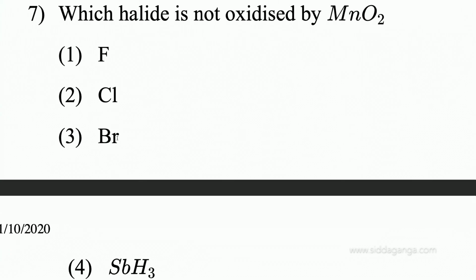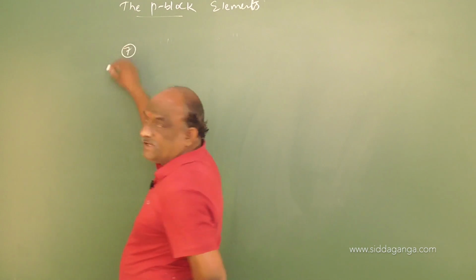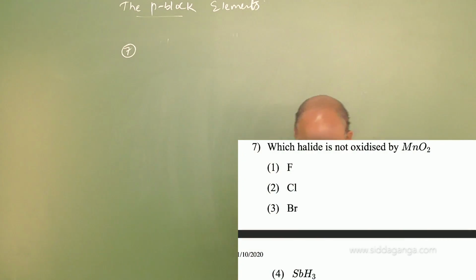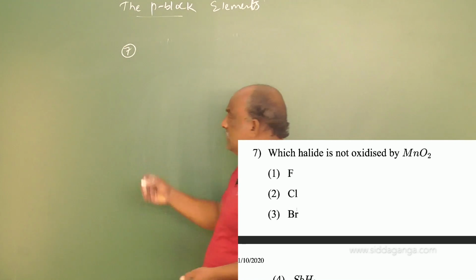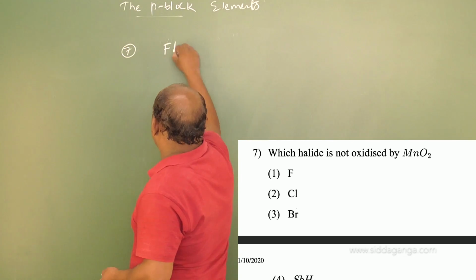After that, next one is question number 7. Which halide is not oxidized by MnO2? Simple question. You remember the answer is fluorine only.